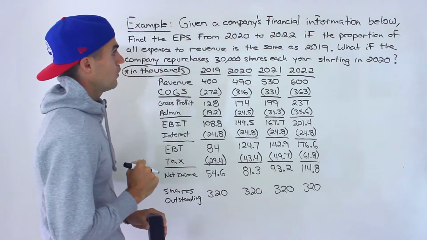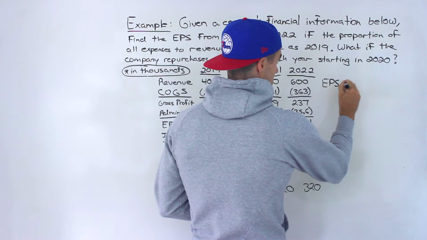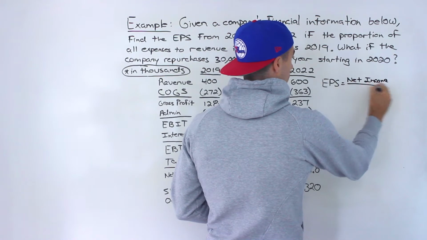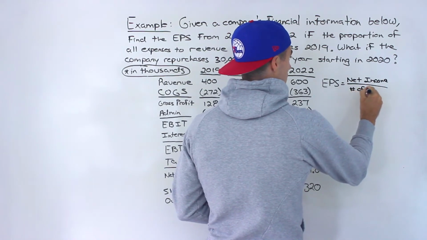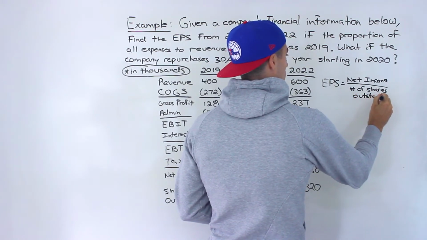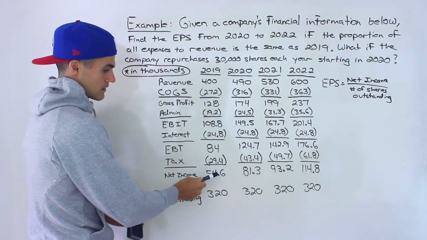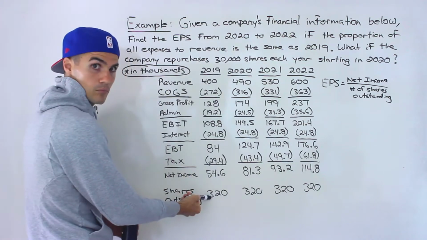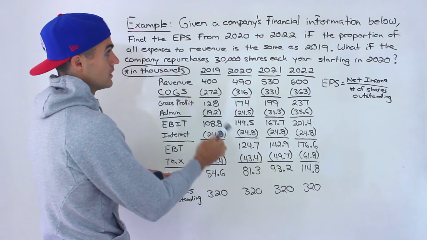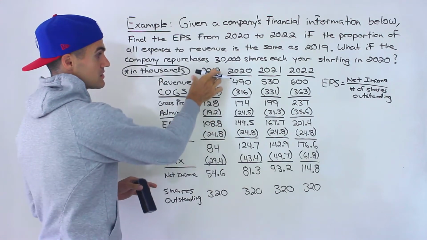Now, what we have to do is find the earnings per share. Now, what is earnings per share? It's basically the total net income or the earnings of a company over the number of shares outstanding. And so if you think about it, really what we have to do is take these numbers here and divide them by those numbers. However, before doing that, we're told that the proportion of expenses to revenue has to be the same as 2019.